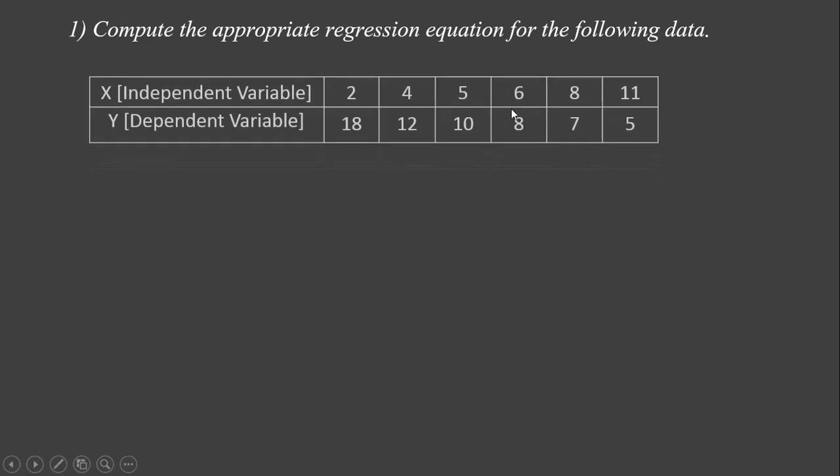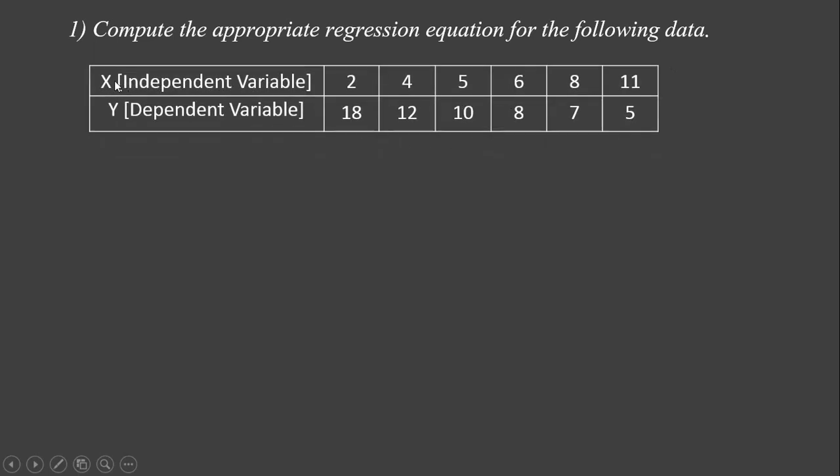Consider the first example. Compute the appropriate regression equation for the following data. Now capital letter X is the independent variable. Its values are 2, 4, 5, 6, 8, 11. Y is the dependent variable: 18, 12, 10, 8, 7, 5.